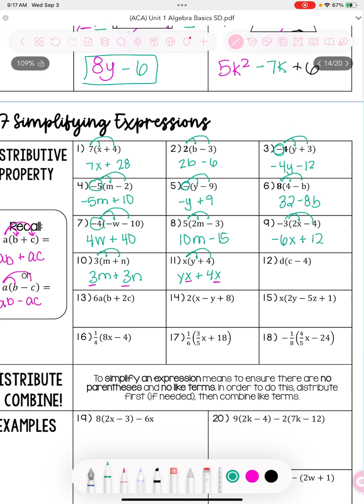Okay, so on number 12, pushing this d in, we go d times c minus 4d. It doesn't matter what order the d goes in. If you want it to go cd minus 4d, that's fine too.